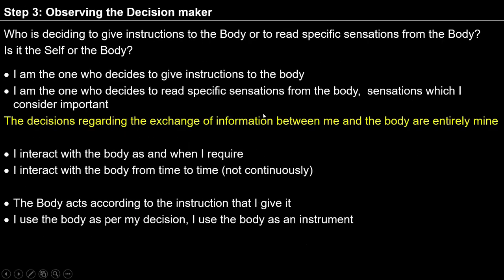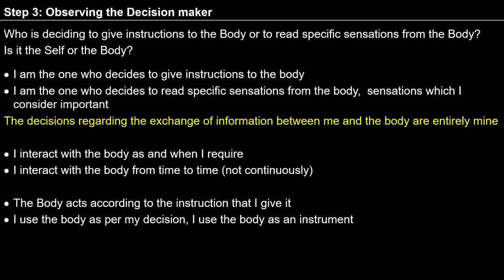Then we discussed step 3. In step 3, we are trying to observe who is the decision maker, who is taking decisions, who is deciding. In this step, we saw that I am the one who decides to give instruction to the body. I am the one who decides to read specific sensations from the body. Many sensations are taking place in the body, but I decide which sensation is to be read. So I am the decision maker and I interact with the body as and when I require.